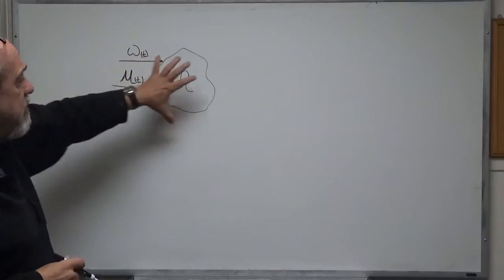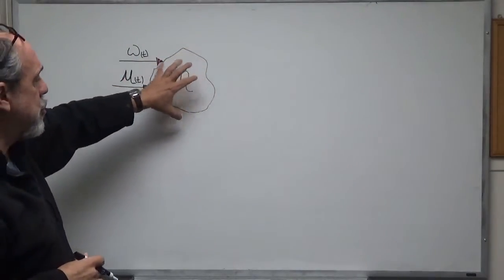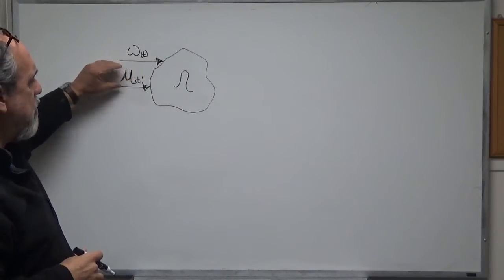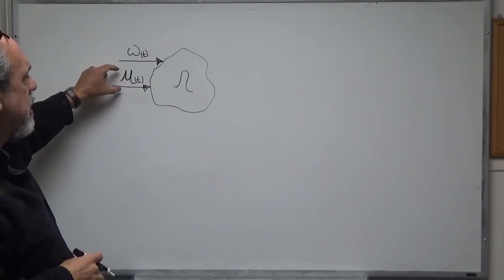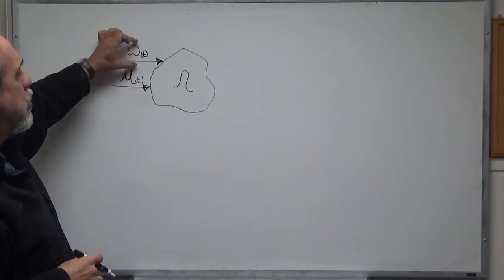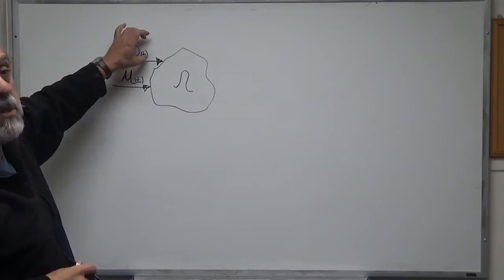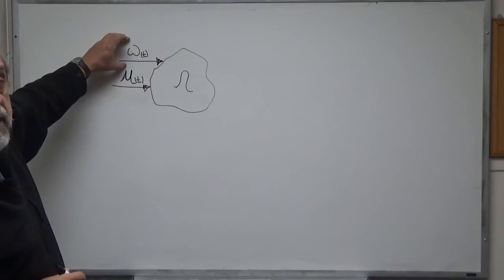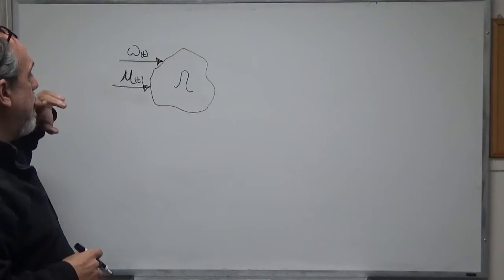For example, if this was a structure, this input U may be, let's say, a recorded earthquake. And this W could be the wind that was acting at the same time. So maybe we recorded the earthquake, but we don't have the wind that was acting at the same time.